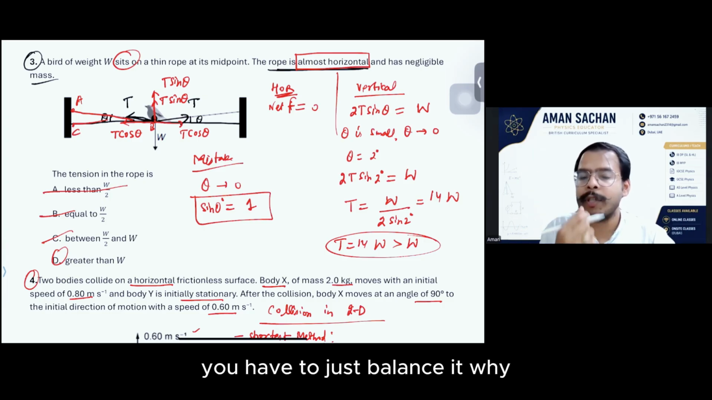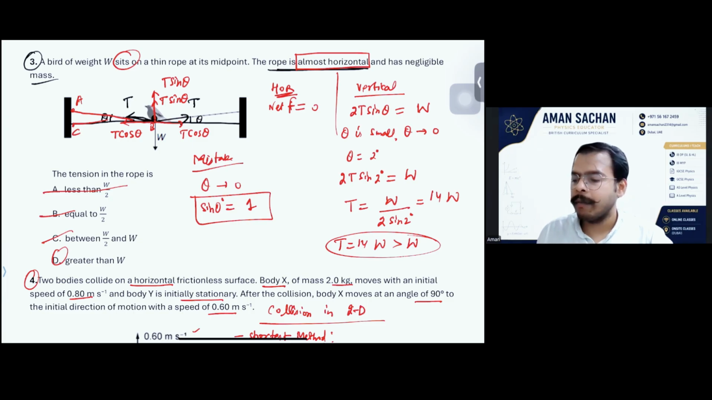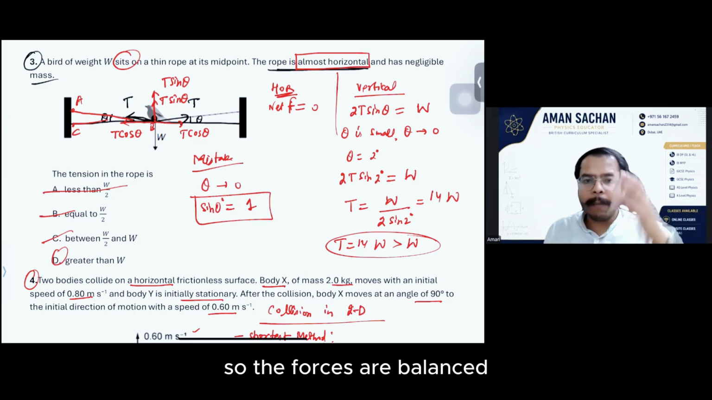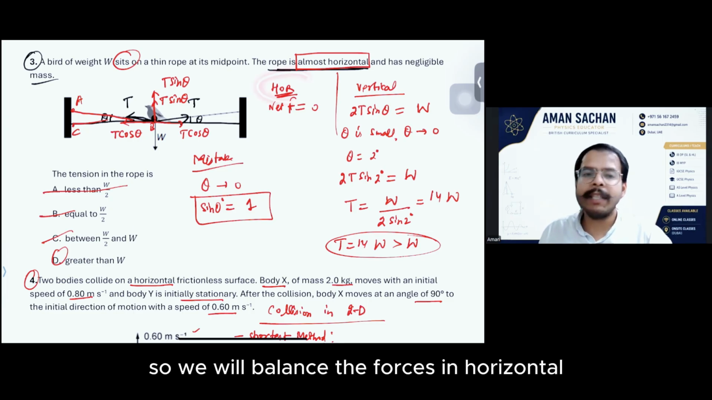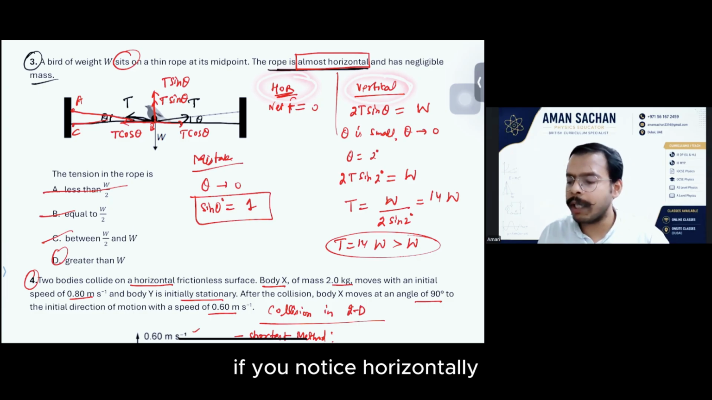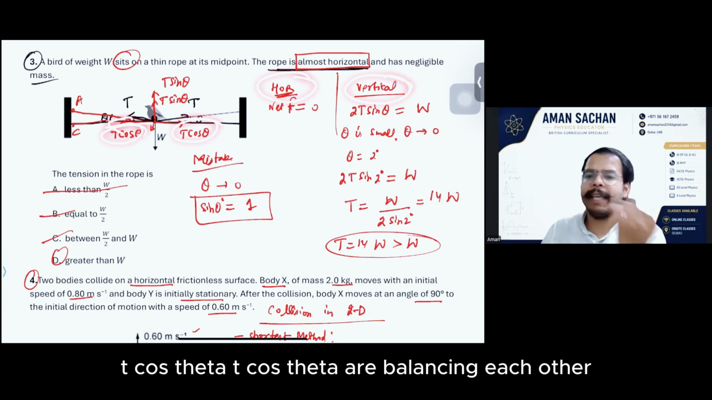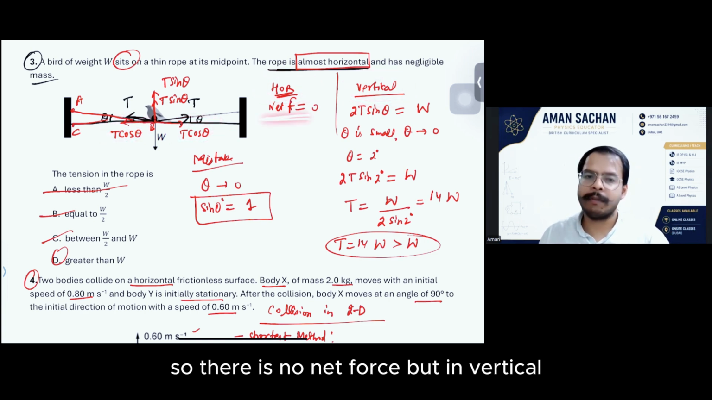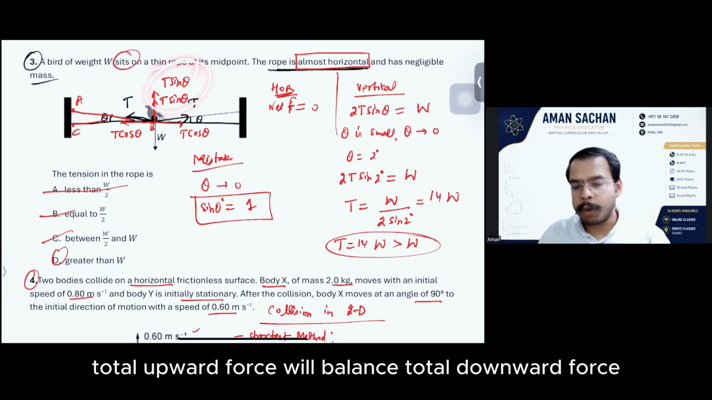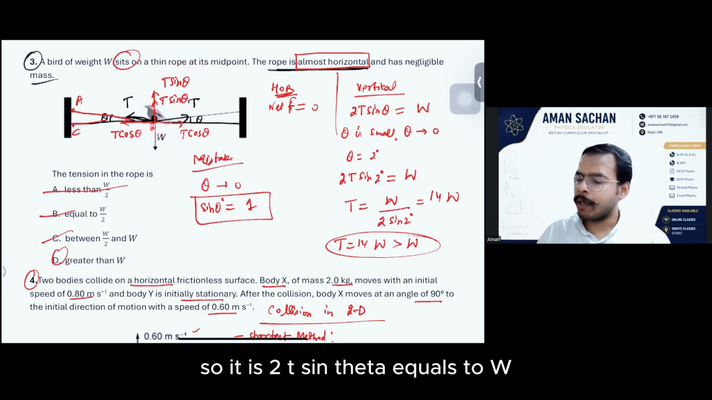Again, what you have to do is just balance it. Why? Because this bird is not moving, right? So the forces are balanced. So we will balance the forces in horizontal and we will balance the forces in vertical separately. If you notice horizontally, the T cos theta terms are balancing each other, so there is no net force. But in vertical, the total upward force will balance the total downward force. So it is 2T sin theta equals W.